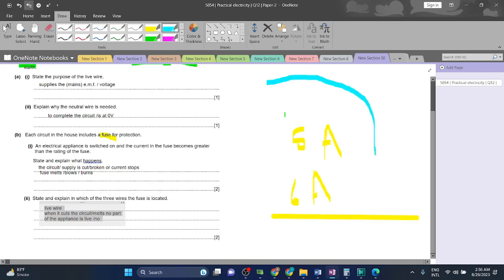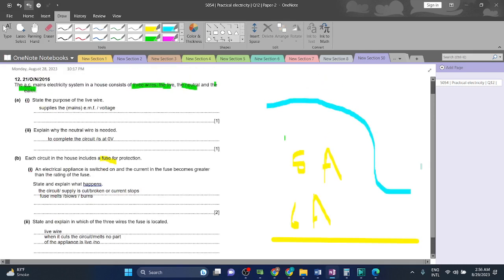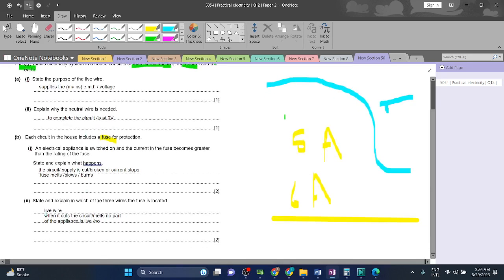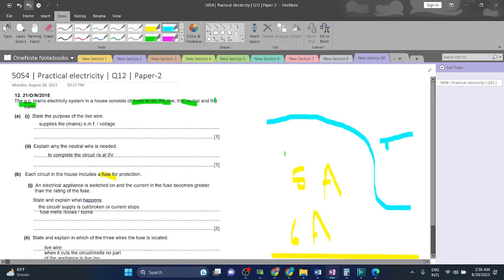So if the washing machine is still live, and someone or a family member touches a metallic part, a live part, an electrically charged part, then they will get a shock, right? So that is the reason why the fuse is located at the live wire. It will cut off the circuit, melt, and no part of the appliance is live anymore. So that is question 12.